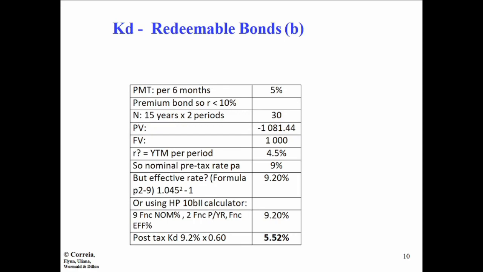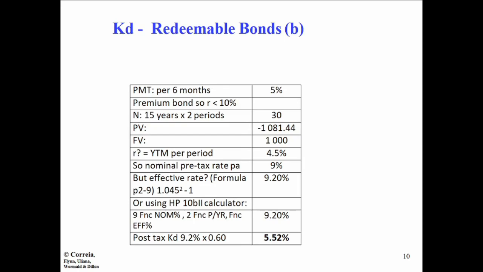So because the bonds are semi-annual coupon bonds, the rate given of 10% is an annual rate, but we need to calculate what is the rate per period. So the payment for one period, which is 6 months, is 5%. As these bonds sell at a price of R1,081, and this is greater than the future value of R1,000, these are said to be premium bonds.